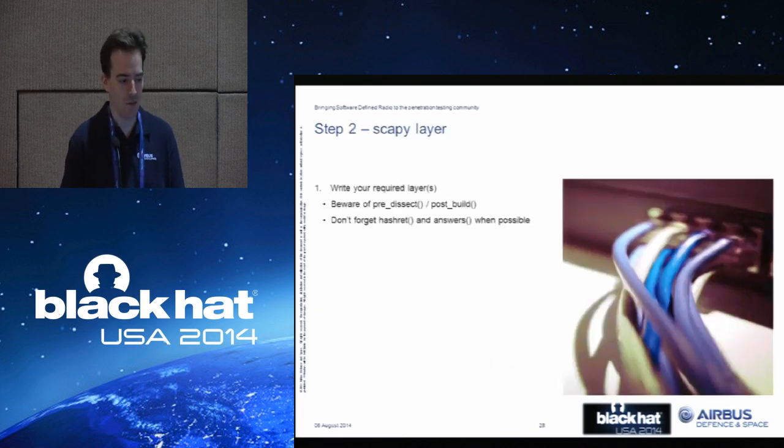Then you move to Scapy. Scapy is pretty simple. You just write your required layers. Beware of pre_dissect and post_build, because most of the time in computer-based environments, you have your header and then your payload. On radio, your payload is really often taken between the header and the CRC. So for Scapy, you just have to pre_dissect your packet to bring back the CRC to the header, so it can process packets smoothly. You test it and you're done.